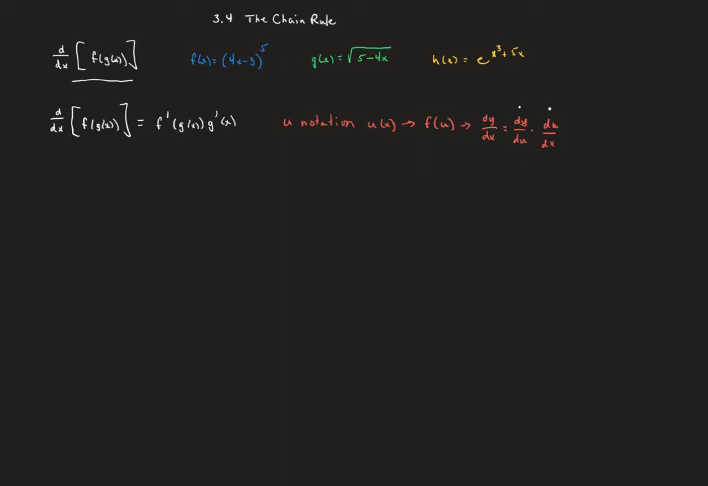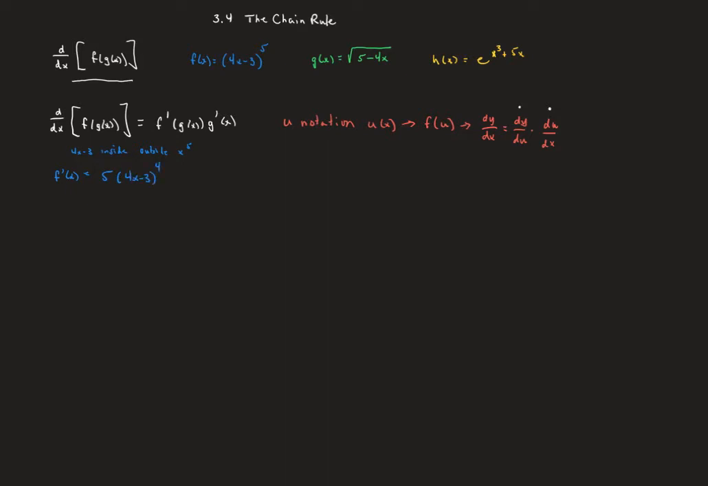Okay, let's see if we can see how this works. Looking at that first one, we need to see that the inside function is the 4x minus 3. That's the inside function. And the outside function is going to be the fifth power function. That's the x to the fifth. So we take the derivative of the outside function. We're going to bring the 5 in front, leave the inside alone, to the fourth.